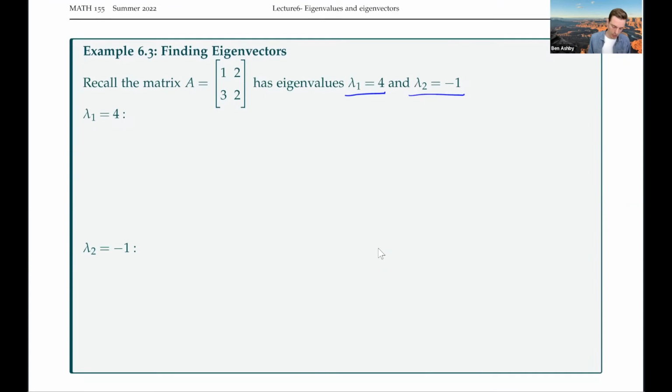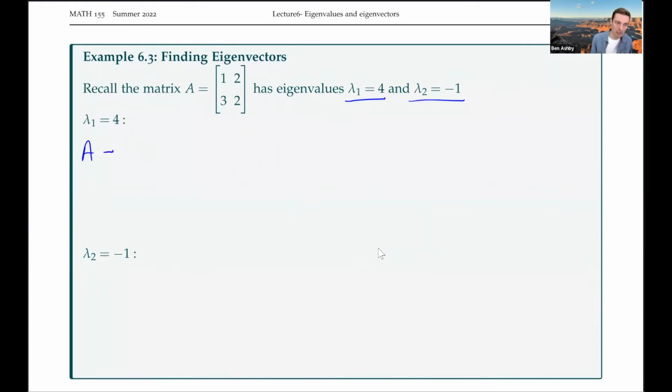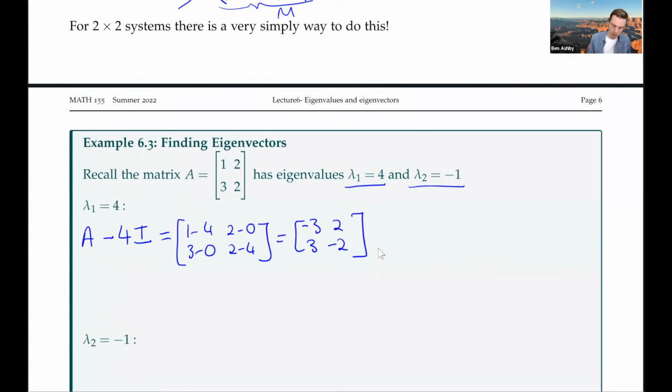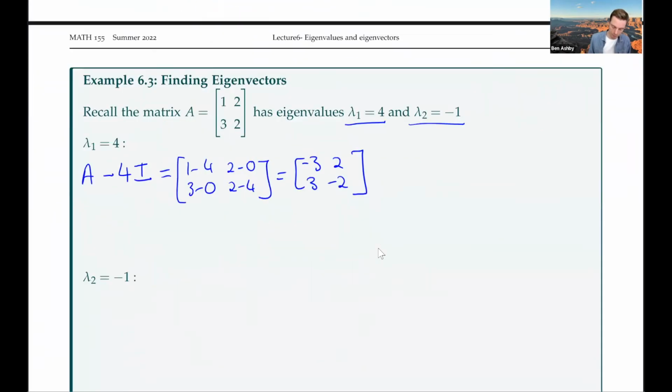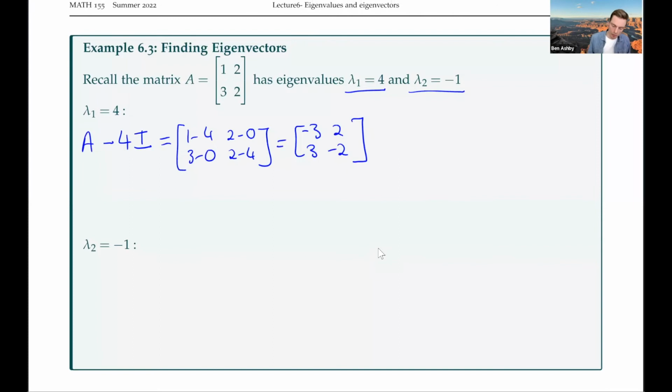So we just need to write down A minus lambda 1, which is 4, times I, first of all. If we work this out, then we're going to have 1 minus 4, 2 minus 0, 3 minus 0, 2 minus 4, which can be simplified to minus 3, 2, 3, minus 2. So this here would just be equivalent to our matrix M. We can note as well that this second row, if we call it row R2, is just equal to minus our first row R1.